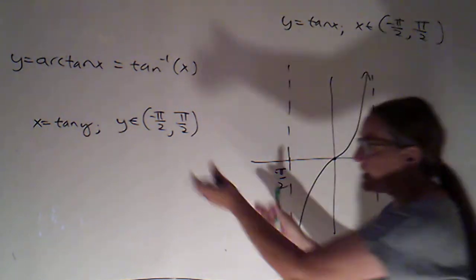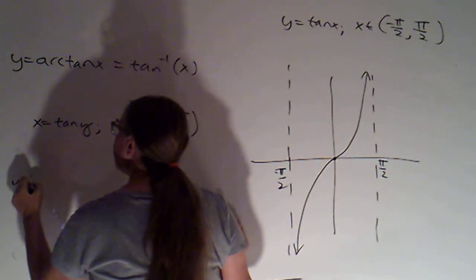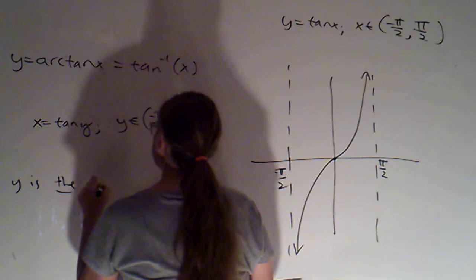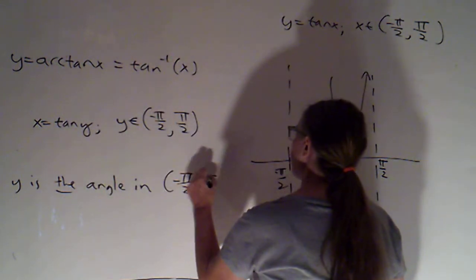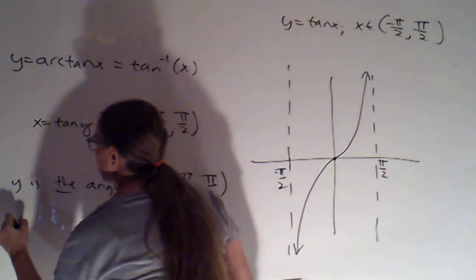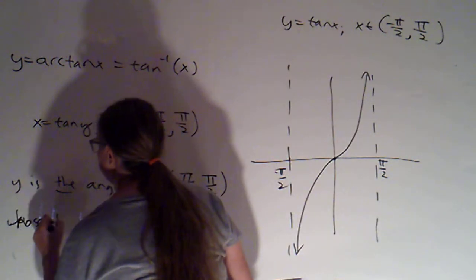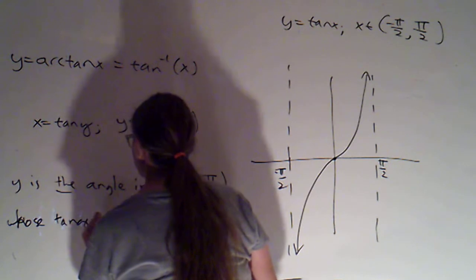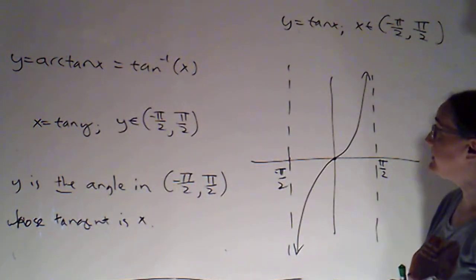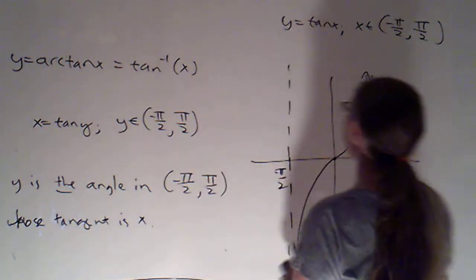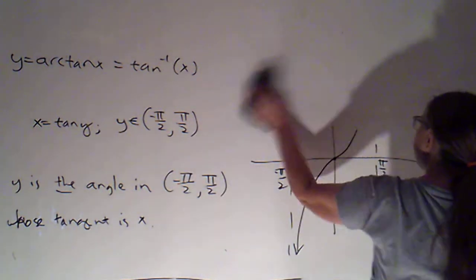Okay. And I could write that out as a sentence. This means that y is the angle in this interval whose tangent is x. Excellent. So let's practice evaluating that.